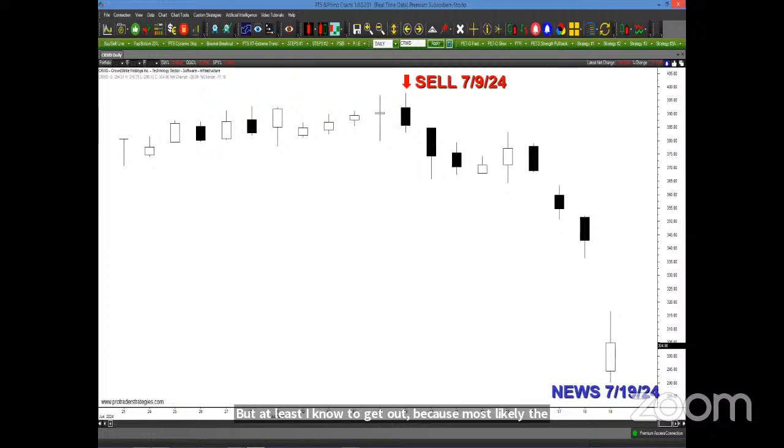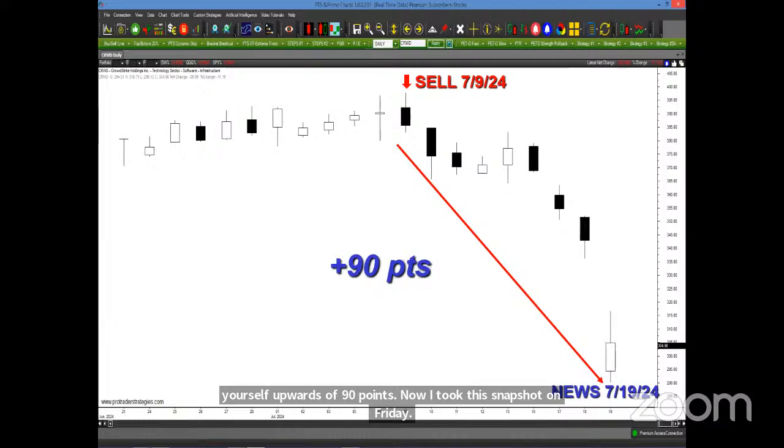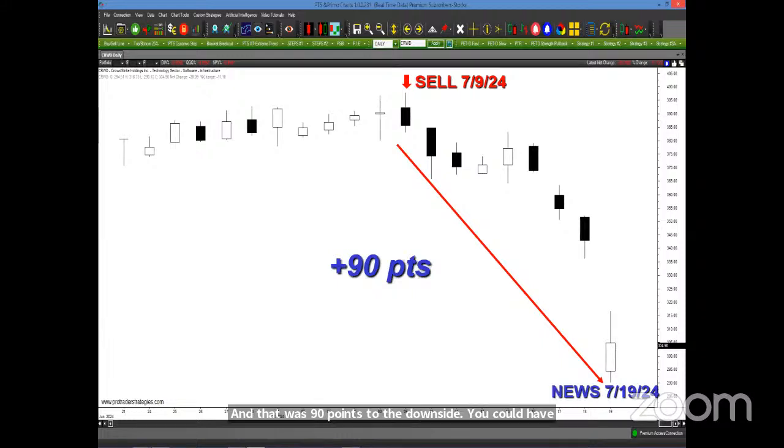And you could have saved yourself upwards of 90 points. Now, I took this snapshot on Friday, and that was 90 points to the downside. Right before I started this presentation today, if you look on your computers right now, CrowdStrike is down even more. The last I saw, it was down an extra 30 points. So we're talking about 120 points potentially you could have captured, or at least saved yourself if you were long. That's how powerful this new tool is.